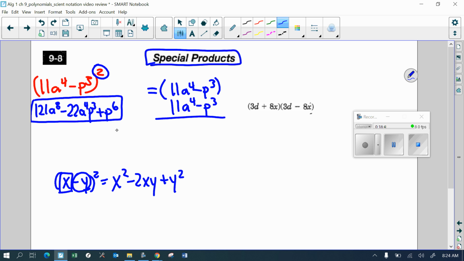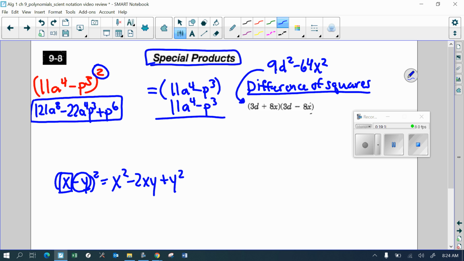The second type of special products that we have in Algebra 1 is called difference of squares. This looks like a difference of squares if I was factoring a difference of squares. Okay, so this would be what would factor into from a difference of squares. So if the original problem was 9d squared minus 64x squared, that would factor into this right here.